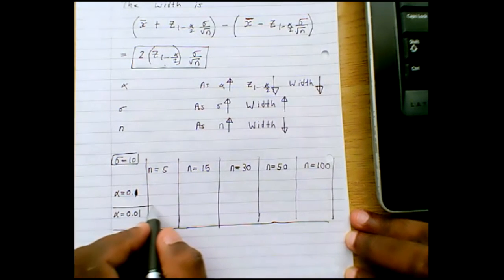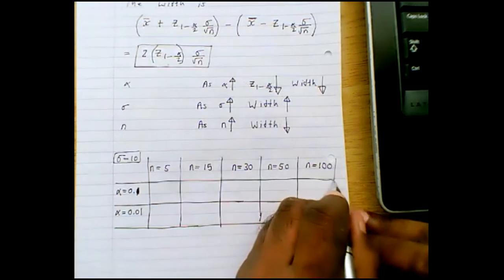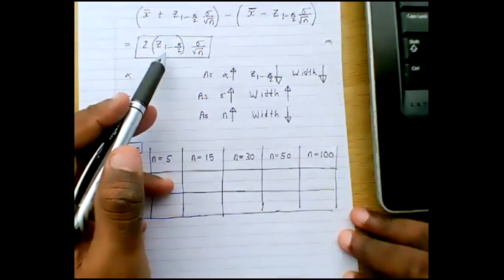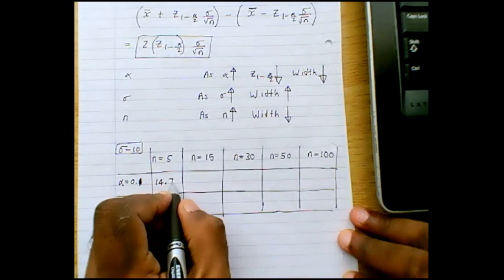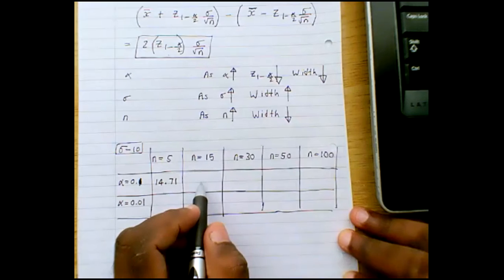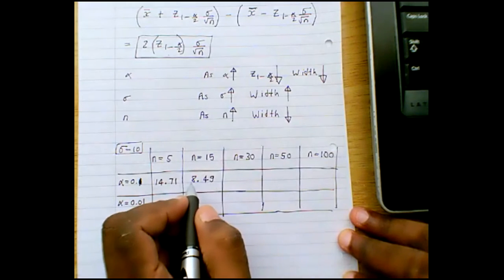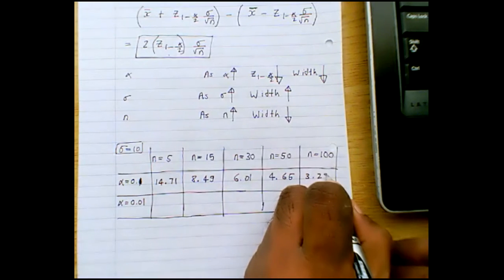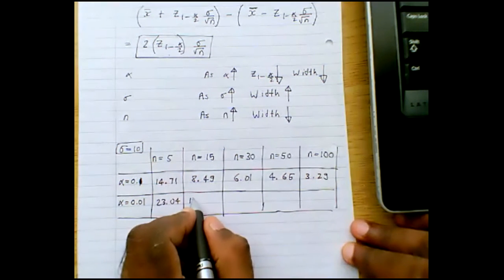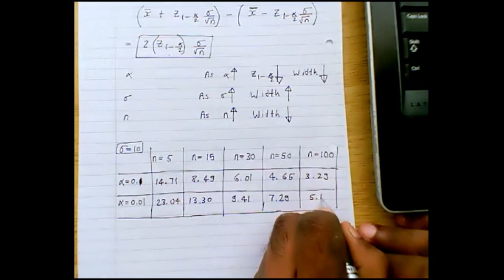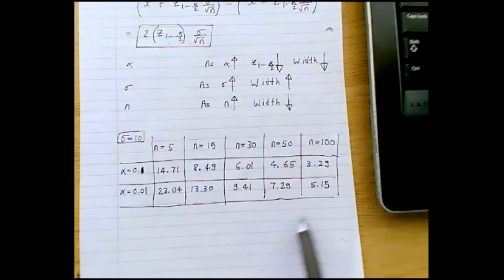You know what I'm saying? So for example, when alpha is 0.1 and n is 5, I can compute this with sigma equal to 10, and this is what you will get: 14.71. Now for alpha 0.1 and n is 15, you will get 8.49. If you keep doing this, this is what you will get. So these are the values of the width computed using this formula for different combinations of n and alpha.